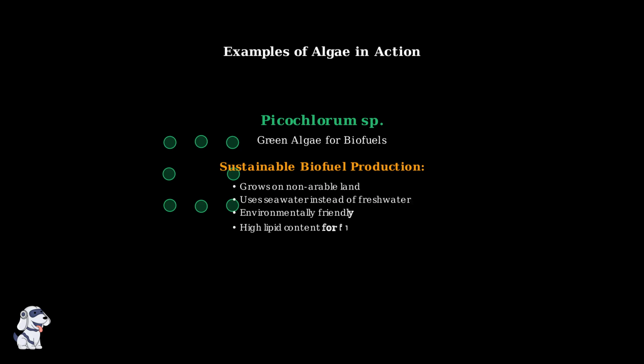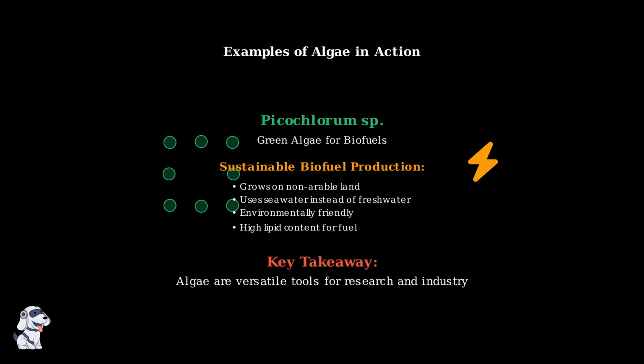Our final example is Picochlorum species, which represents the future of sustainable energy production through algae. Picochlorum species are being extensively studied for sustainable biofuel production. These green algae can be grown on non-arable land using seawater, making them an environmentally friendly alternative to traditional fuel sources. These examples demonstrate the incredible versatility of algae in modern science and industry. From genetic research to sustainable energy, algae are proving to be invaluable tools for addressing some of our most pressing challenges.